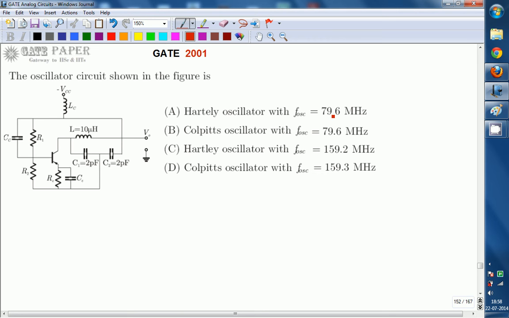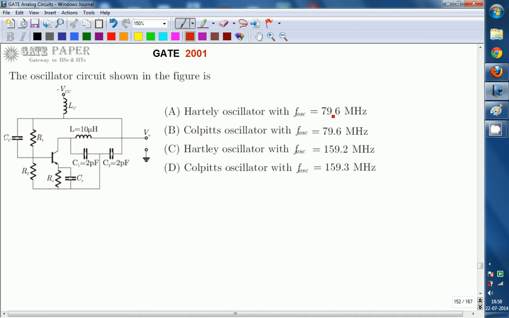A. Hartley oscillator with 79.6 MHz, B. Colpitts oscillator with 79.6 MHz, C. Hartley oscillator with 159.2 MHz, D. Colpitts oscillator with 159.3 MHz. What is the right answer for this question?